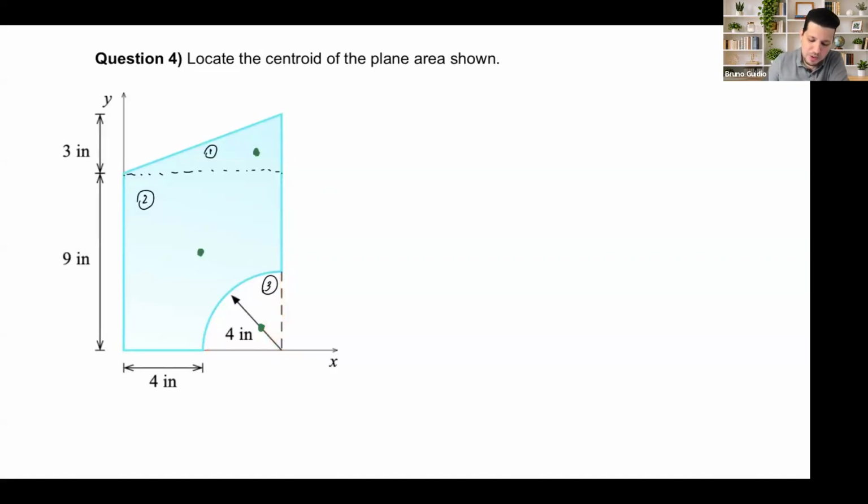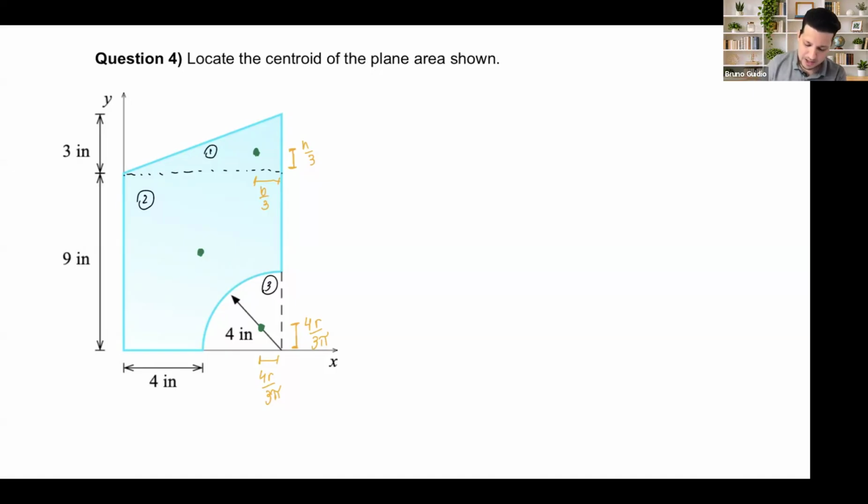Okay, and how much is this one? This one here is going to be, if you go to the table, 4r over 3 pi, and right here as well, 4r over 3 pi. I don't know if you remember, for the triangle from this corner it's going to be h over 3, and this is going to be base over 3.